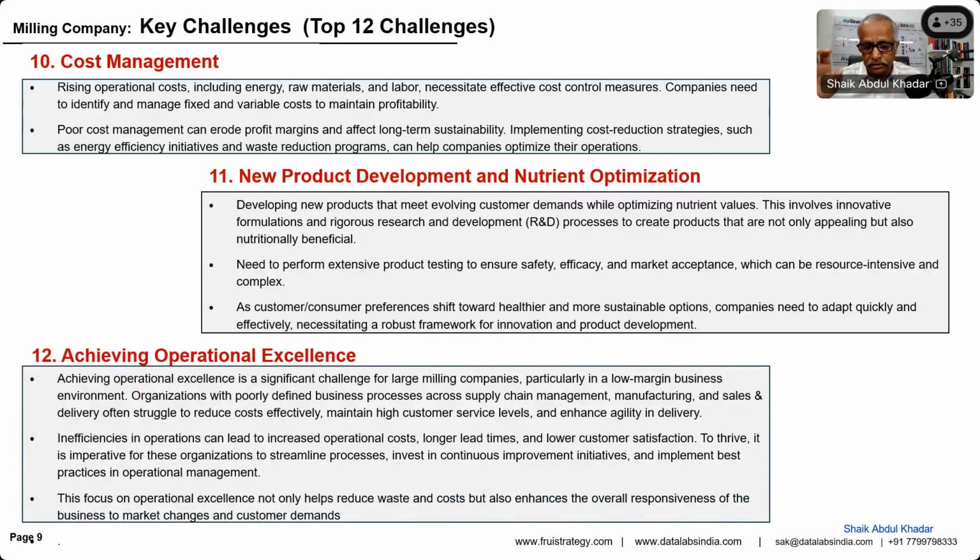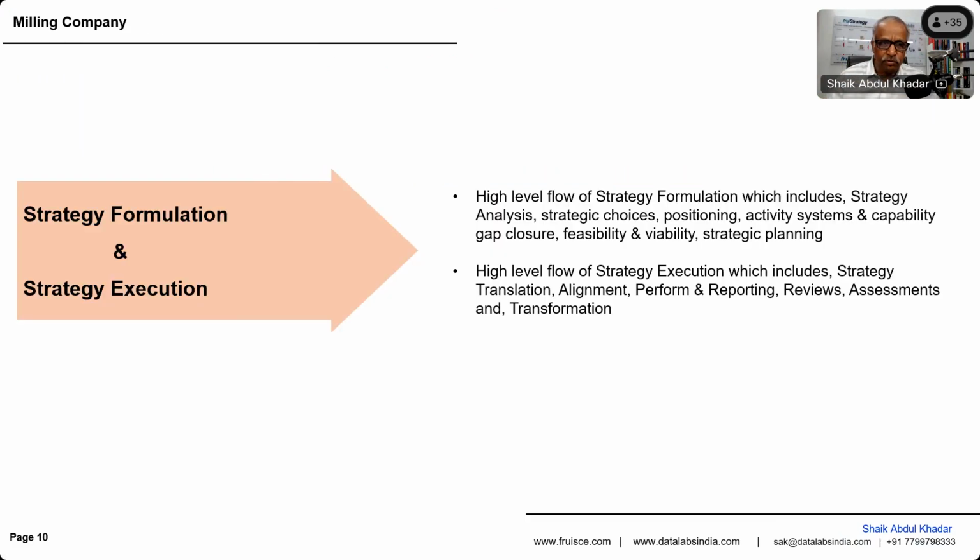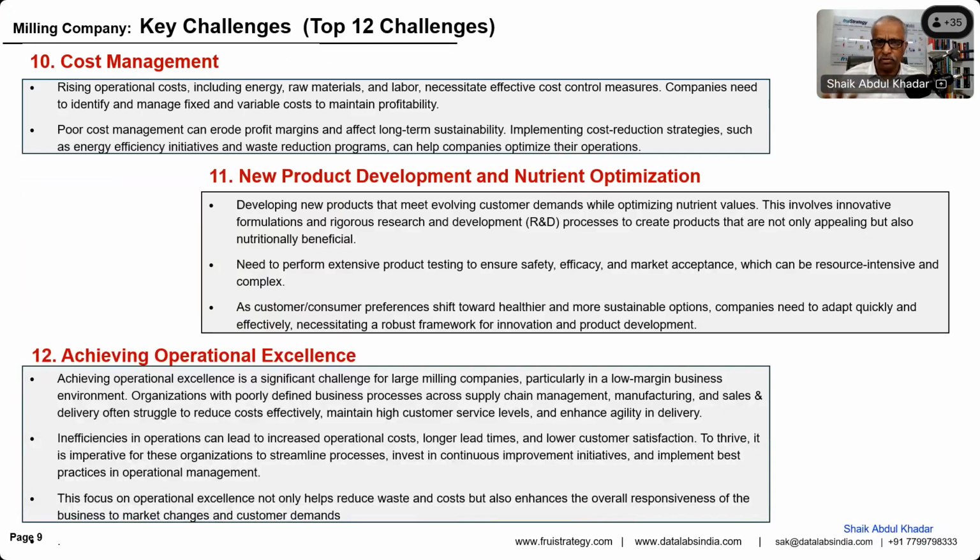The new product development and nutritional optimization is also critical. If we don't have it, we stick to the same product. So you need to introduce new products in the feed, different products for different animal segments, and within the same animal segments, you need to do productivity development. Finally, you talk about operational excellence. The overall strategy for the milling industry is operational excellence primarily.